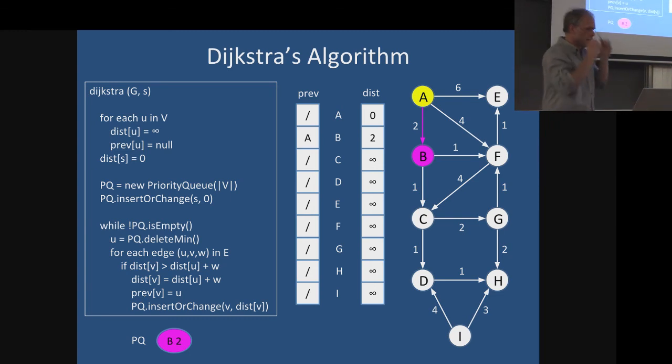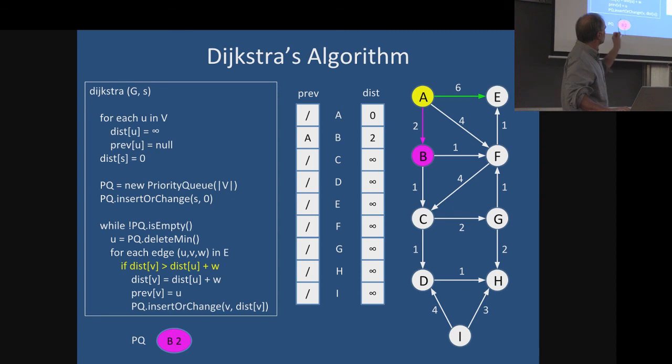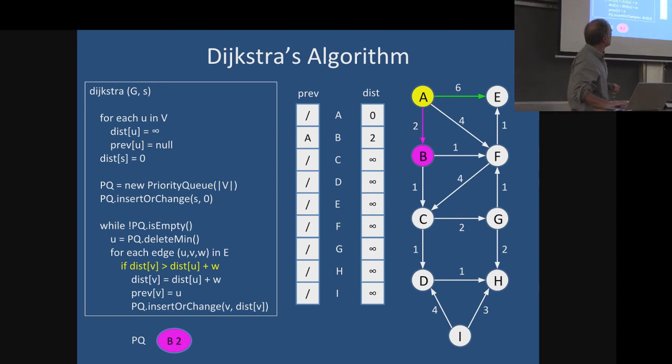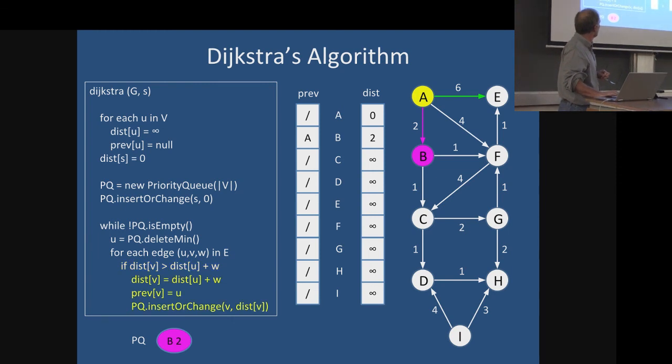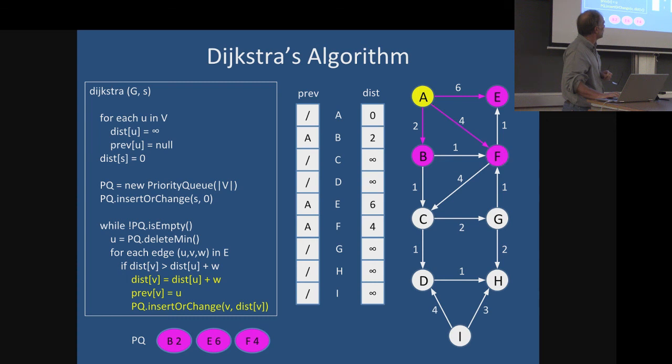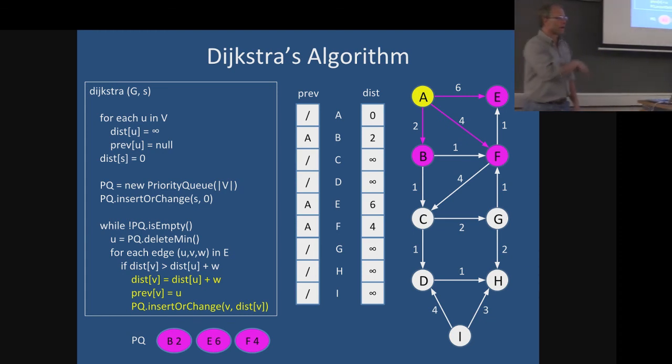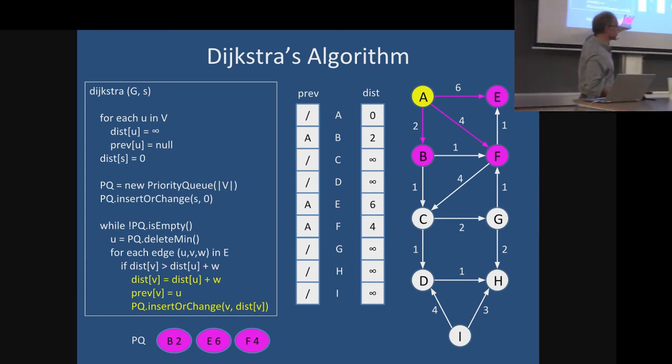Okay, we continue along. We're looking at now the edge from A to E, and that's better than the infinity we know about right now, so we update. And the same thing for that edge from A to F. We update. So we explore all the edges out, and if we find a better way to get to a vertex, we use it. So now our fringe is always sitting on the priority queue, and it's illustrated up there.